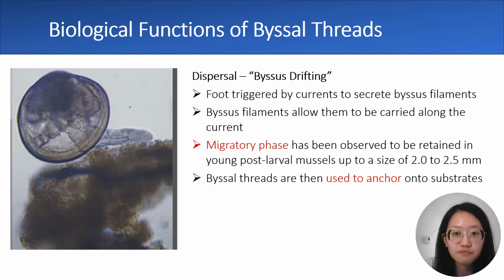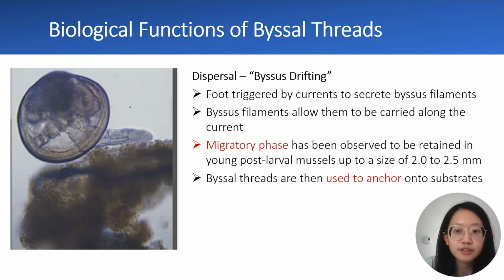Biological functions of Byssal threads. Byssal threads play a role in mussels for their dispersal, settlement, and attachment in their sessile lifestyle. So during the pediveliger larval stage, which I have in this figure right here, the mussel larvae develop a foot.